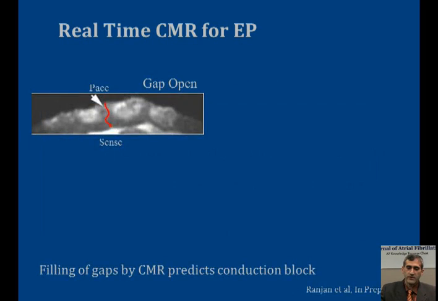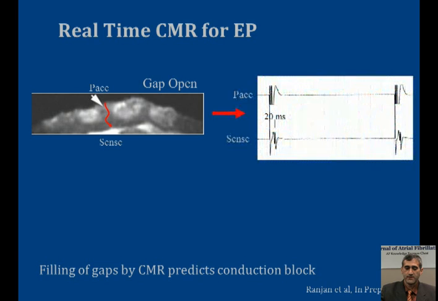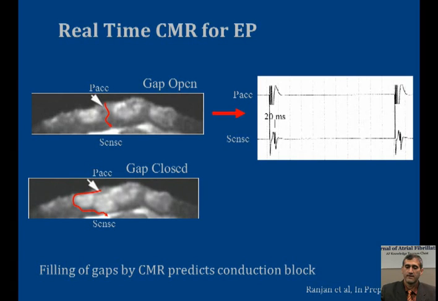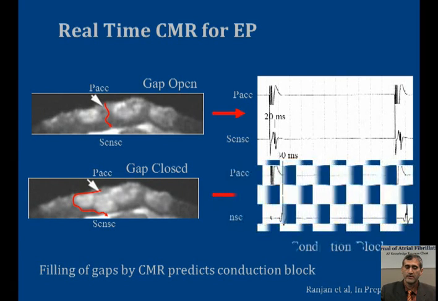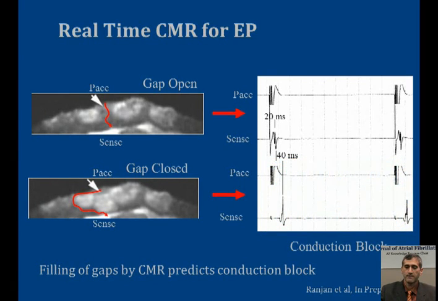Importantly, we can visualize lesions, and the visualization of lesions actually predicts the physiology. So in this image you can see if we pace at the epicardium and sense, it takes 20 milliseconds for the signal to travel to the sense electrode. When we fill the gap with a lesion, that time doubles, showing that the image can predict conduction block.